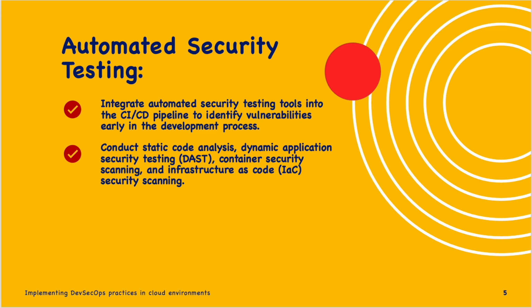Infrastructure as code security scanning. Use IaC security scanning tools to analyze infrastructure code like Terraform and CloudFormation for security best practices, compliance violations, and misconfigurations. Tools like Checkov, DevSec, and AWS Config can be integrated into the CI/CD pipeline for automated IaC security scanning.